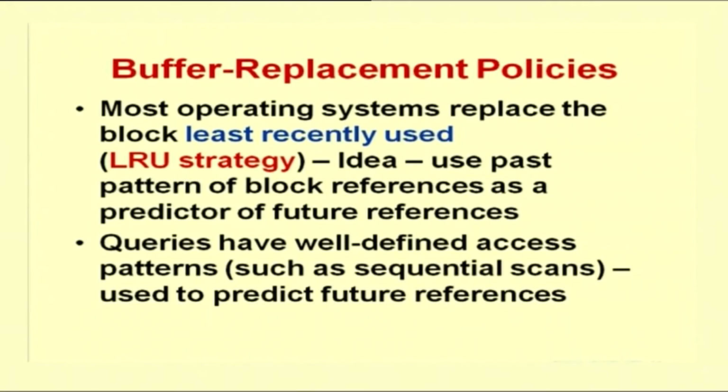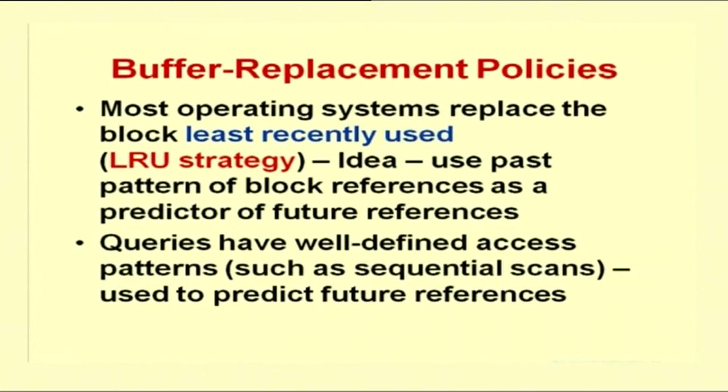We said that when a buffer needs to be allocated in the main memory, we need other blocks to be replaced. Now, how do we choose the replacing? Most operating systems replace the block which is least recently used. It is called the LRU strategy. So, I have a time at which each block is used. From that information I can get the one that has been least recently used, that is the one that has been used much before.